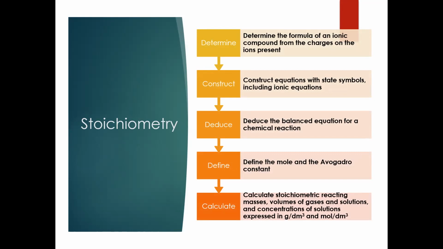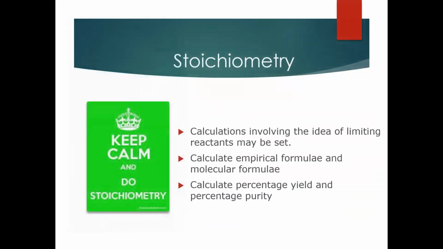Calculate stoichiometric reacting masses, volumes of gases and solutions, and concentrations of solutions expressed in g/dm³ and mol/dm³. Calculations involving the idea of limiting reactants may be set for extended students. Calculate empirical formula and molecular formula. Calculate percentage yield and percentage purity.